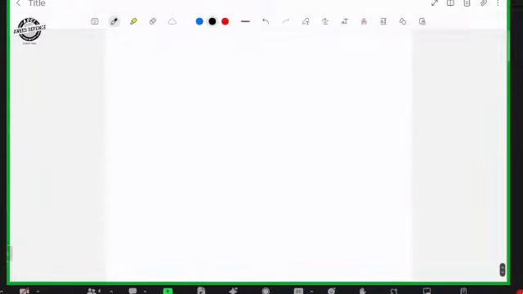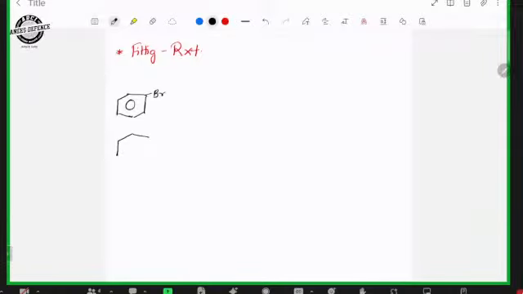Okay, fine. Next reaction is Fittig reaction. In Fittig reaction, we are going to take benzene ring, any bromobenzene let us say. I'm taking bromobenzene. But again, this is a coupling reaction, so you have to take 2 moles of bromobenzene. And again, we are going to take 2 moles of sodium metal in the presence of dry ether.